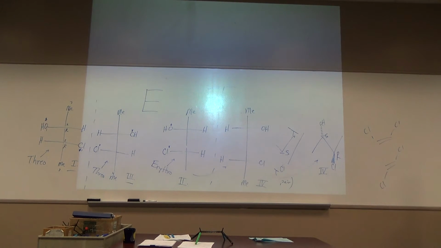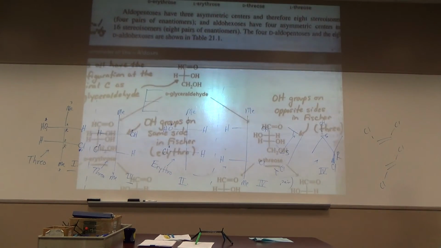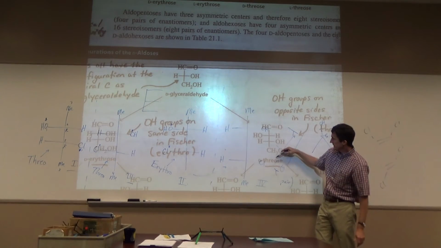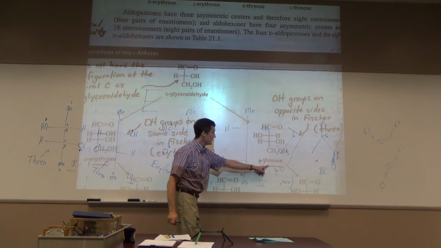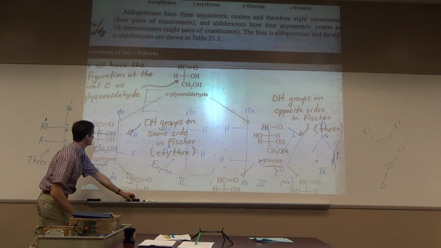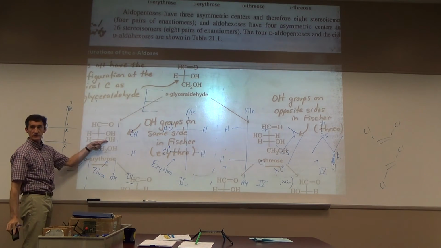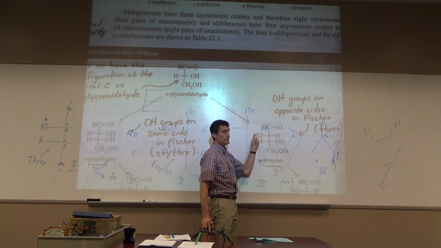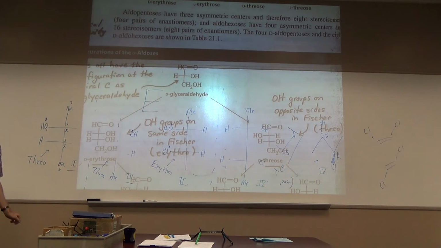Where does this terminology come from? It comes from back over here. If you look at a 4-carbon sugar, they have two names, threose and erythrose. With erythrose, the two OHs are on the same side. With threose, the OHs are on opposite sides. That's where the terminology originally comes from.